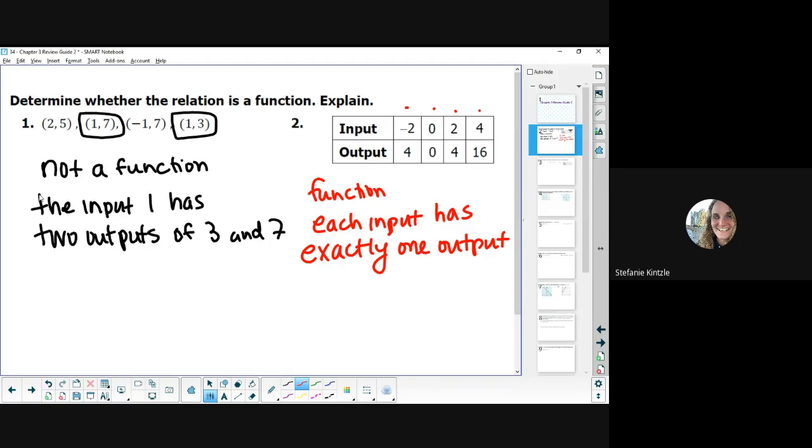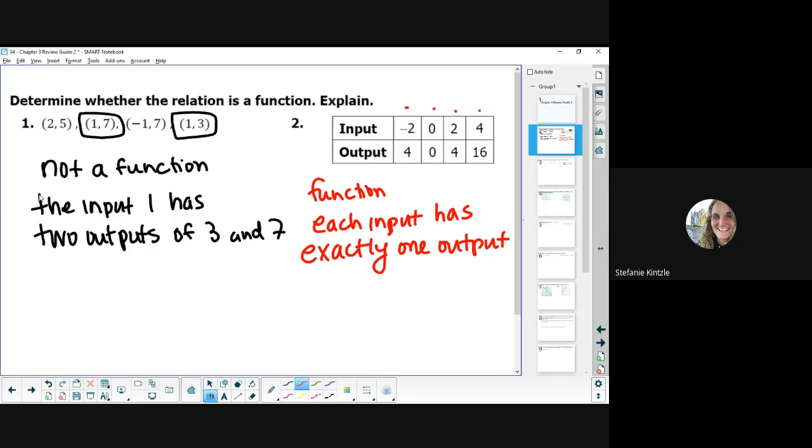Now, is it okay that -2 and +2 have the same output? Is that okay? Yes, that's fine. If your y values are repeated, it doesn't matter. It's just your x values. All right, now that's section 3.1.